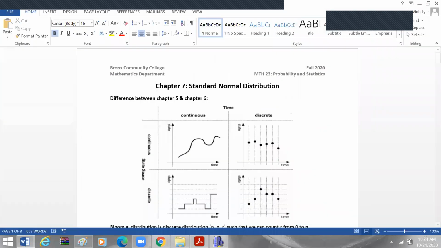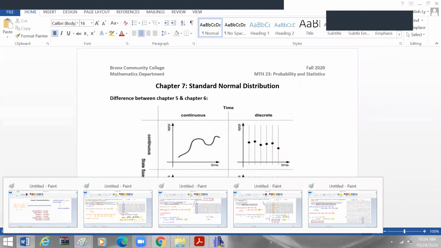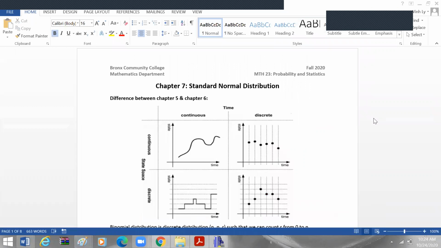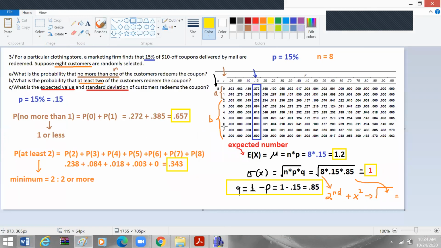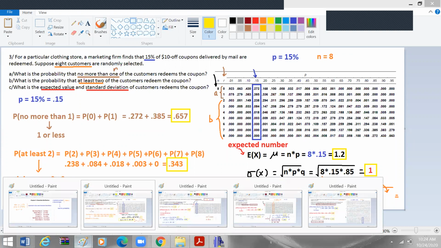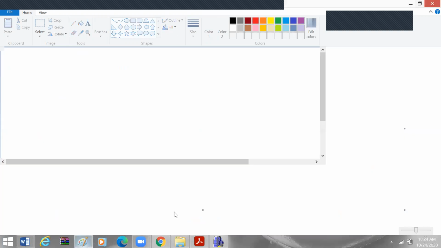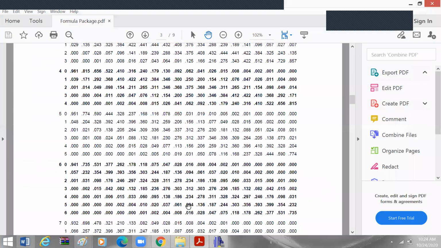Okay, so now we're going to go to chapter 7. This will be the new chapter. For chapter 6, can we count the R? Can we count R equal to 0, 1, 2, 3, 4, 5, 6, 7, 8? We can do that, right? We can just add them up and count each single point. But when it comes to chapter 7, this is a completely different chapter.